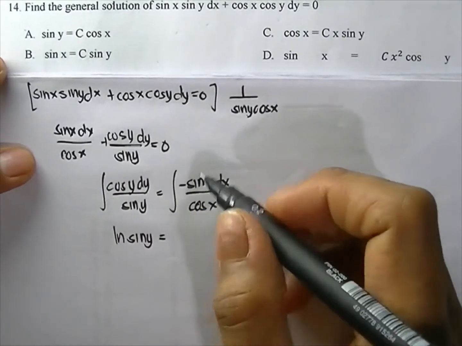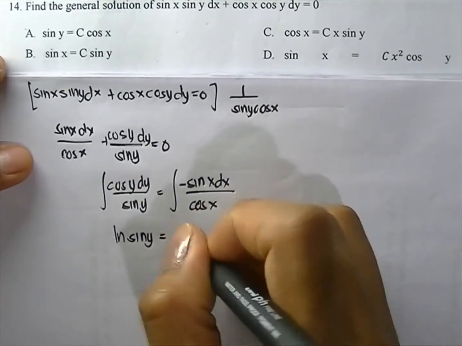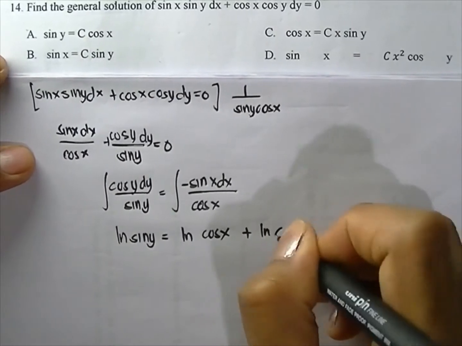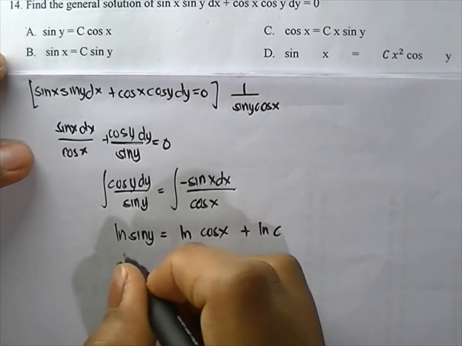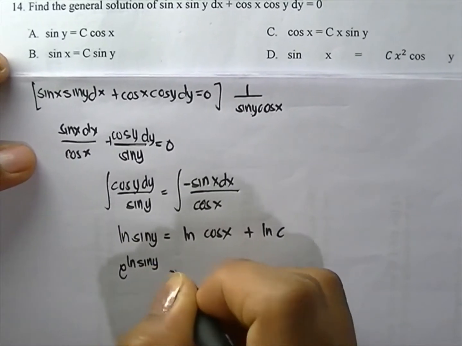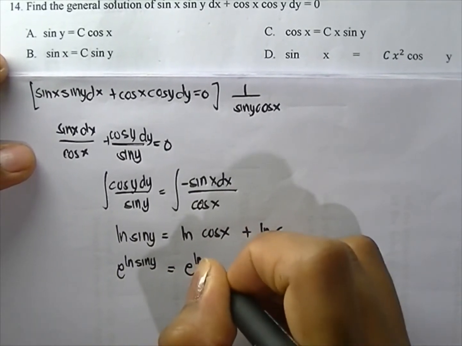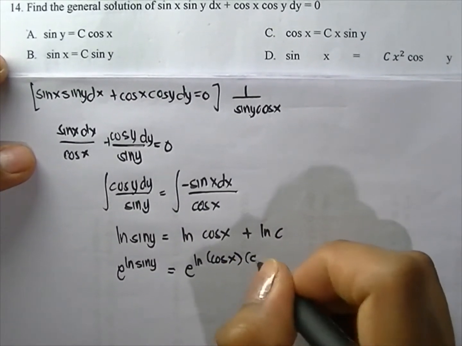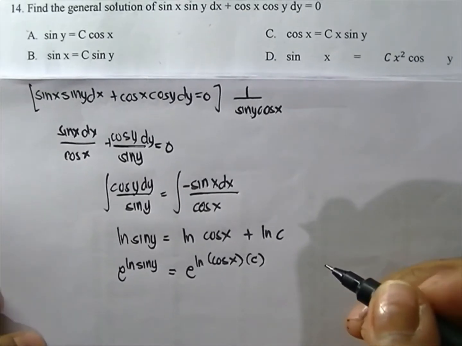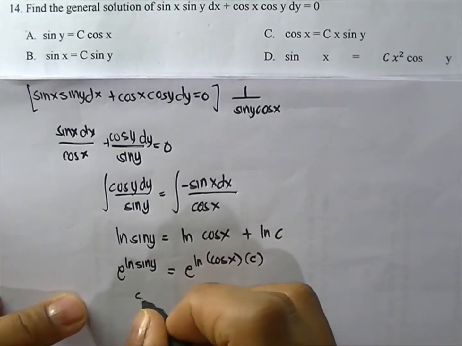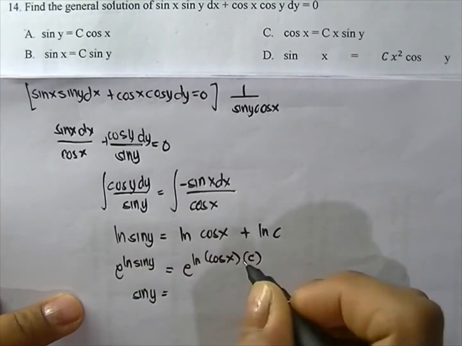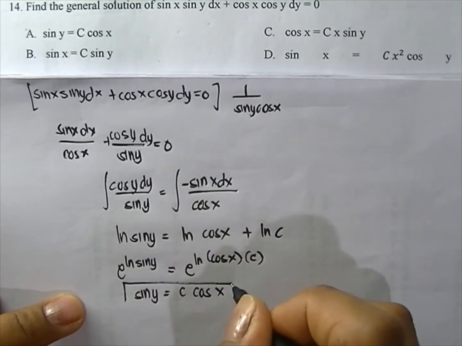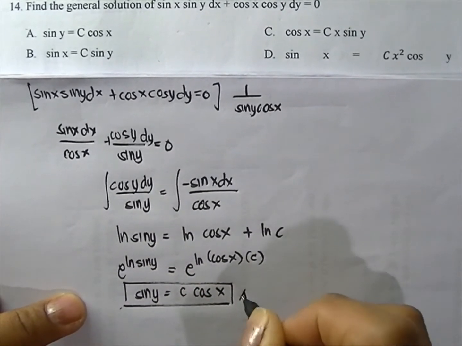And the integral of negative sin x dx is ln cosine x plus ln of c. So we have e raised to ln of sin y equals e raised to ln of cosine x times c. So sin y equals c cosine x. We have letter A.